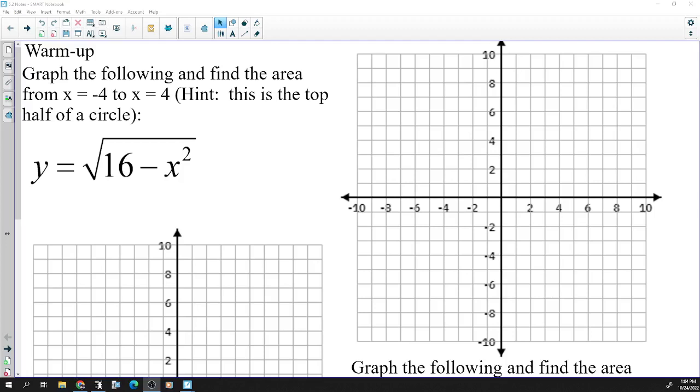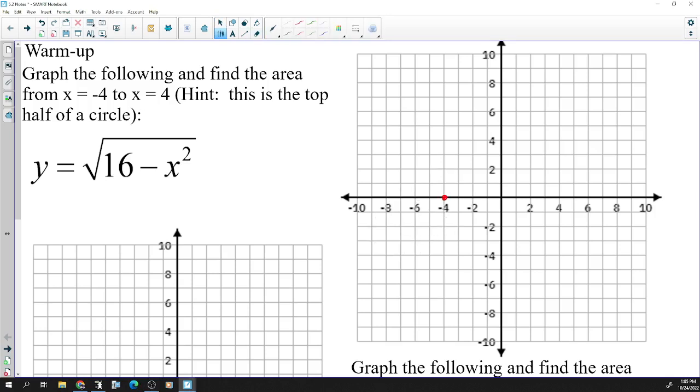This is section 5.2 notes, and we have a warm-up. Graph the following and find the area from -4 to 4. Hint, this is the top half of a circle. So this is the top half of a circle from -4 to 4. This has a radius of 4.